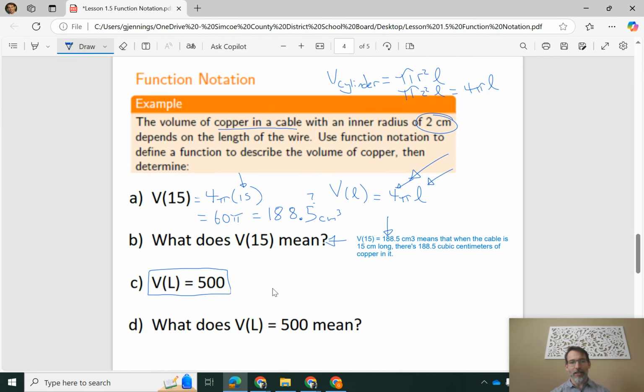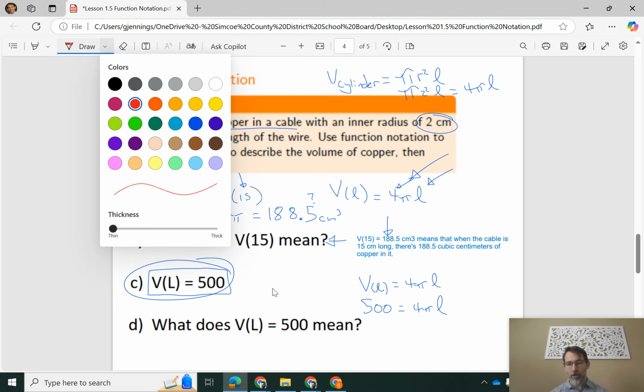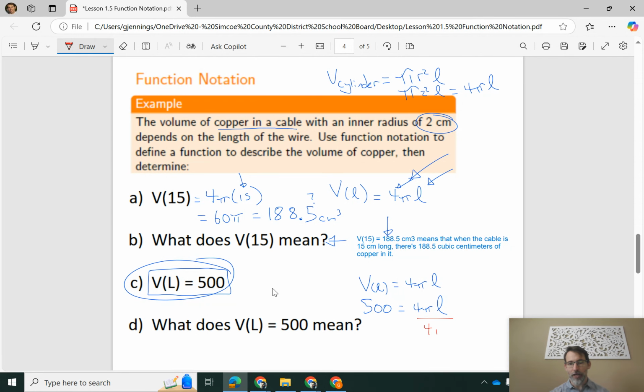So to solve one like this, you just write out your function. V is a function of L, and it's equal to 4 pi L. But I'm told 500. 500 equals 4 pi times length. Now I want to solve for length. In order to do that, I need to divide by whatever length is being multiplied by, because right now it's being multiplied by 4 pi. So let's divide by 4 pi. That's going to be 125 divided by pi.